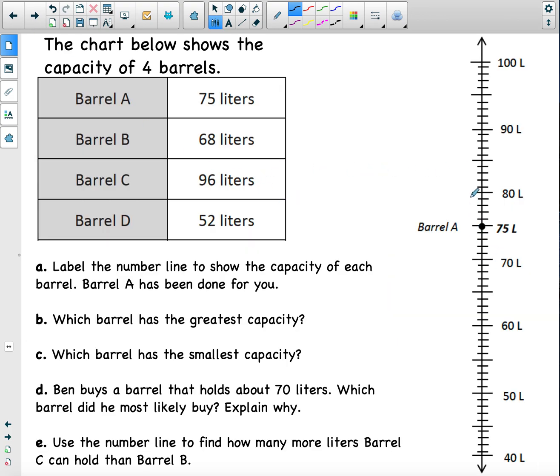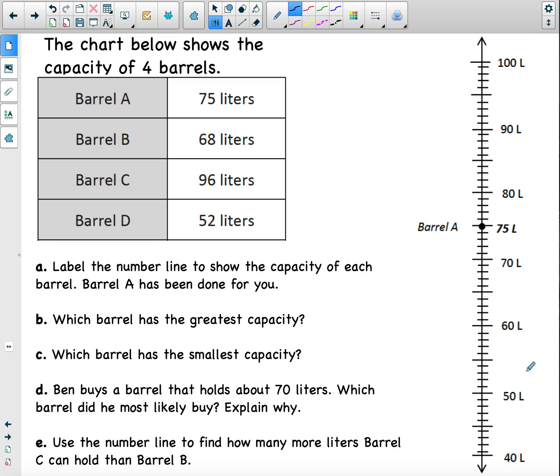So now we're going to look at vertical number lines to help us measure liquid capacity. The chart below shows the capacity of 4 barrels. Barrel A is 75 liters, barrel B holds 68 liters, barrel C holds 96 liters, barrel D holds 52 liters. So I'm going to use this chart and this vertical number line to help us answer these questions. The first thing says to label the number line to show the capacity of each barrel. Barrel A has been done for you. So for barrel A, it says 75 liters. They labeled barrel A and the amount right here.